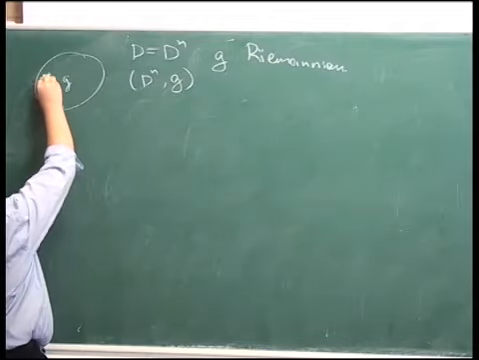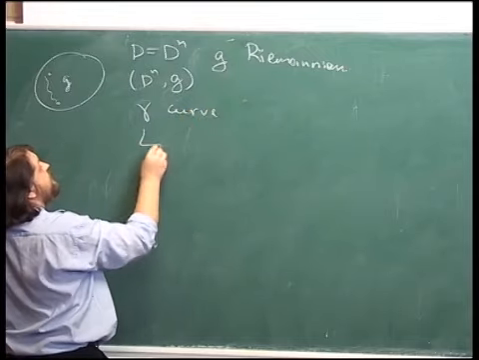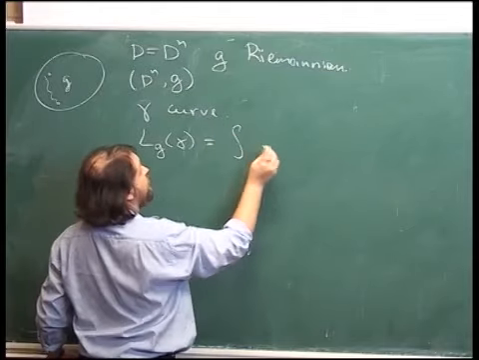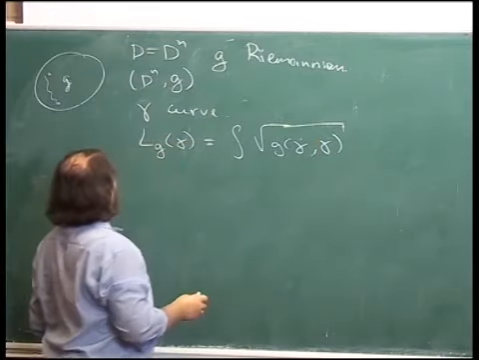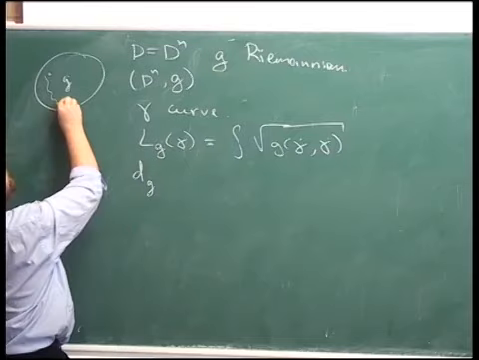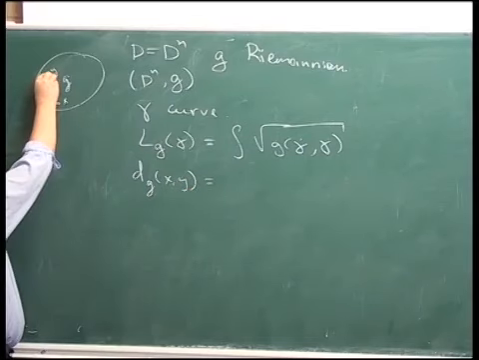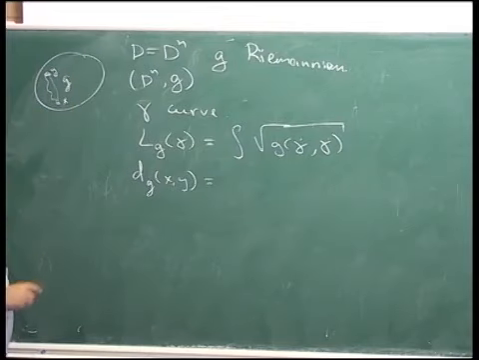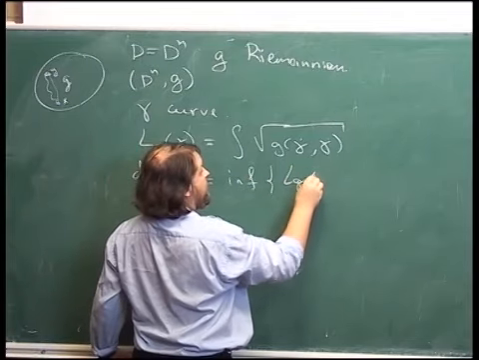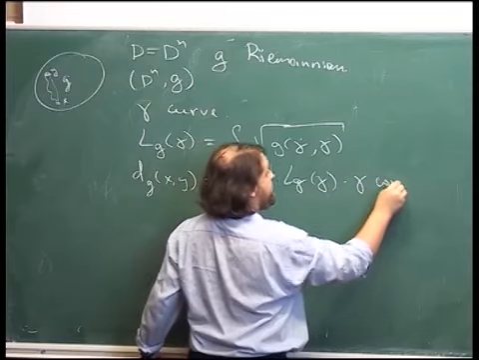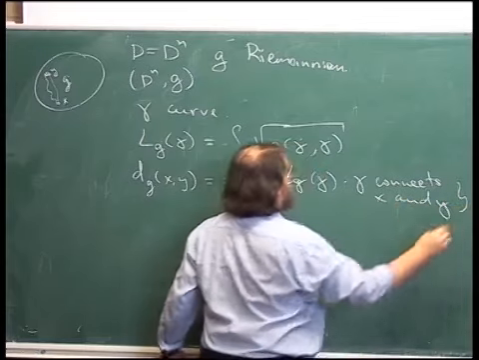First, you define the length of a curve. The length with respect to g of gamma is the integral of the square root of g(gamma dot, gamma dot), and the distance d_g of x, y is the length of the shortest curve between them, which is the infimum of these lengths.